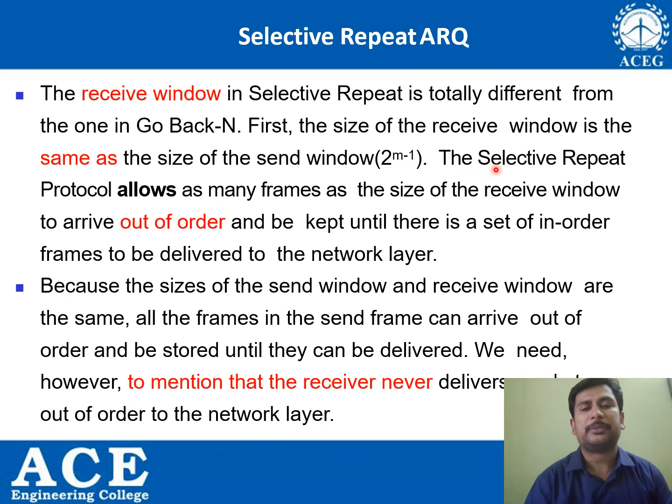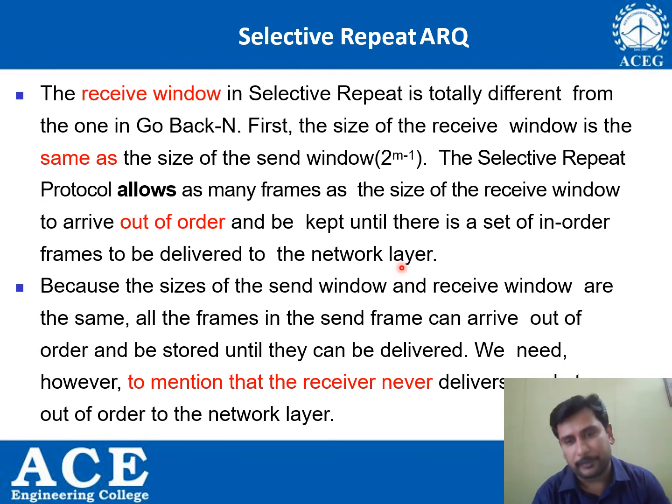So the selective repeat protocol allows as many frames as the size of the receive window to arrive out of order and be kept until there is a set of in-order frames to be delivered to the network layer. For instance, take m equal to 4. So the window size of the receiver is also 2 power 4 minus 1, equal to 8. Let us take these frames as frame 0 to frame 7.